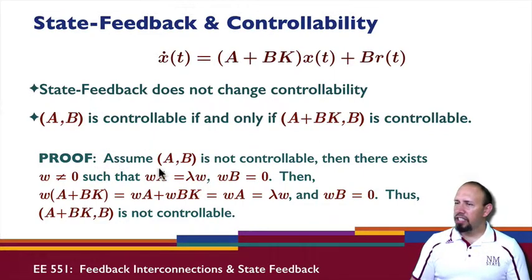One way to see this, a quick proof here, is to assume this is not controllable. Then I have a left eigenvector W such that WB is 0. If I multiply W times A plus BK, I can see that that is equal to lambda times W. That is, it's a left eigenvector of A plus BK, and the same WB is equal to 0. So this basically shows that the two are equivalent to one another. It actually does it by a contrapositive argument.